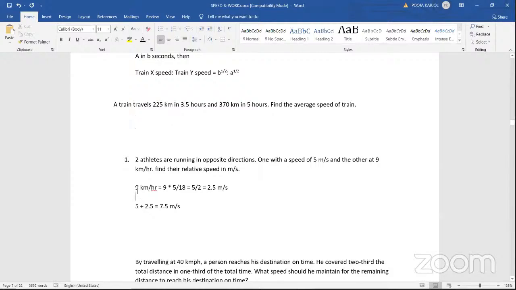See, 9 kilometer per hour to convert it to meter per second: 9 into 5 by 18. Converting it to meter per second, this will give you 5 by 2, 2.5 meter per second. So relative speed for athletes running in opposite directions is x plus y, which is equal to 5 plus 2.5, 7.5 meter per second. Understood? Yes, ma'am.